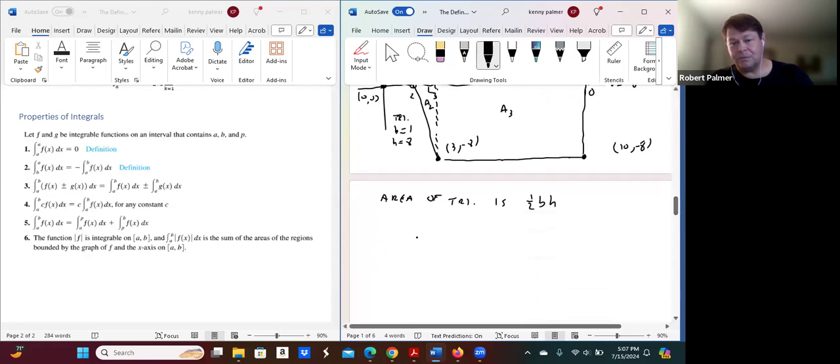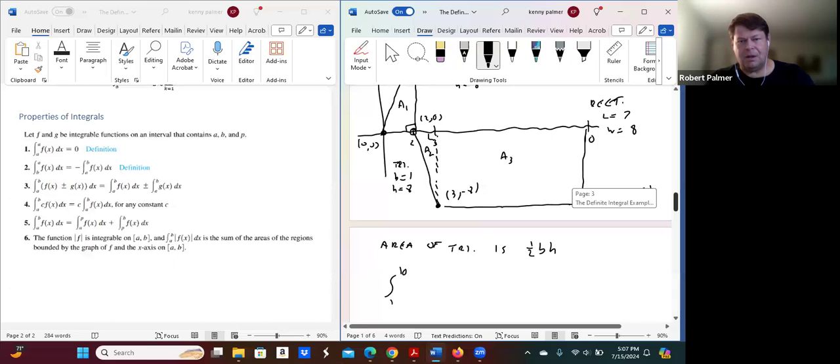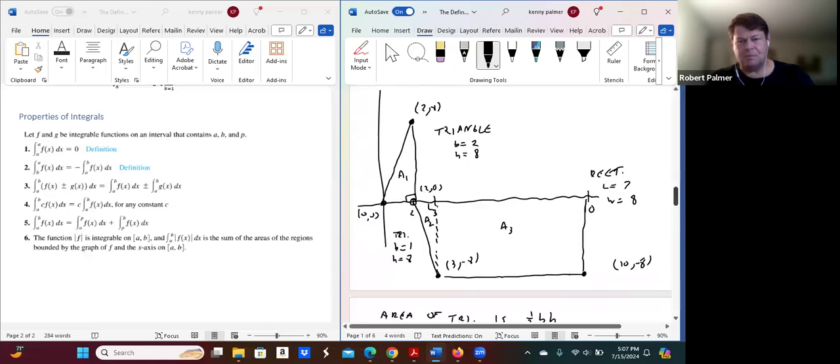So our integral from 1 to 10 of, wait a minute, 1 to 10? Oh, actually, hang on a second.